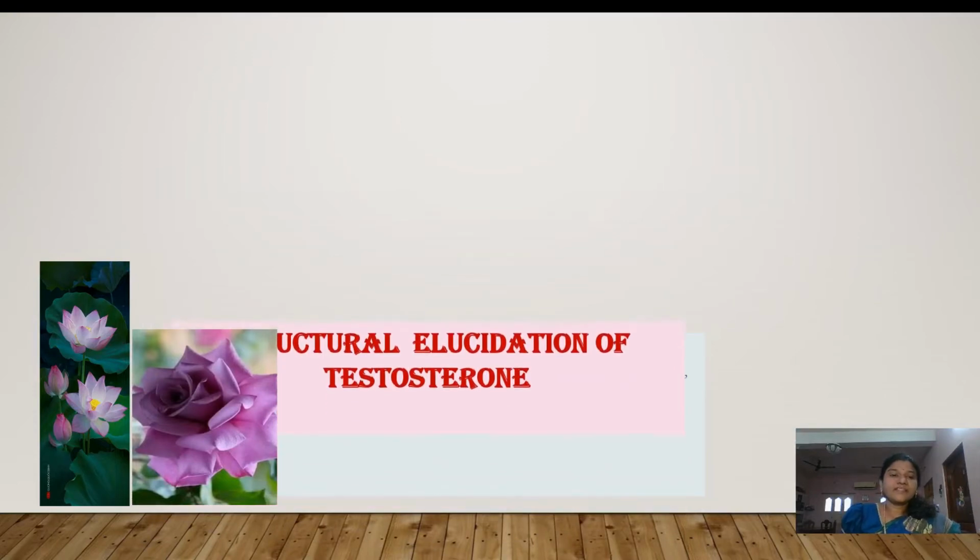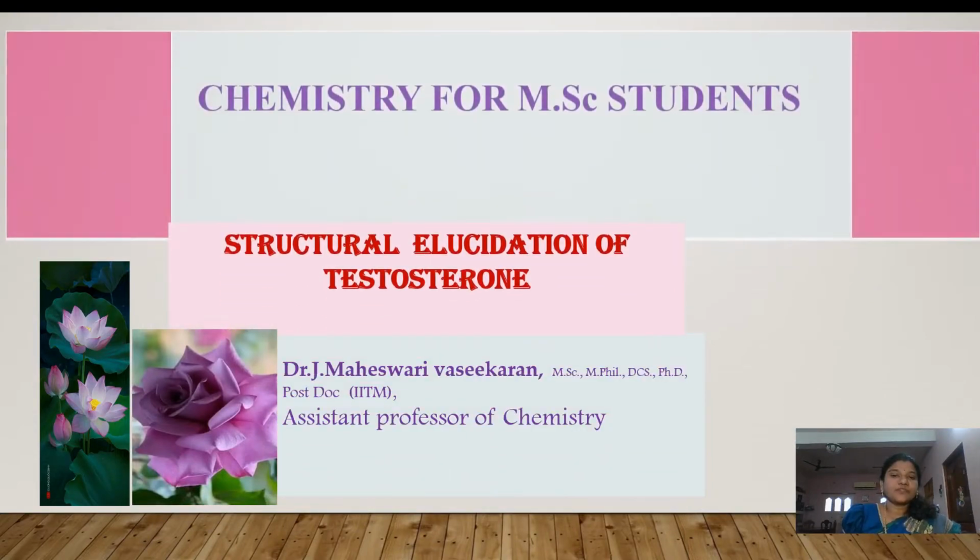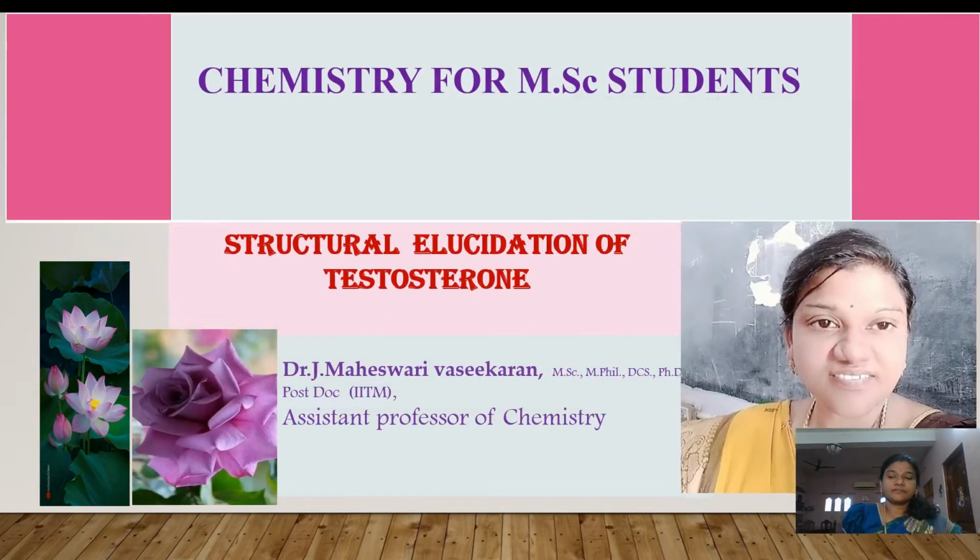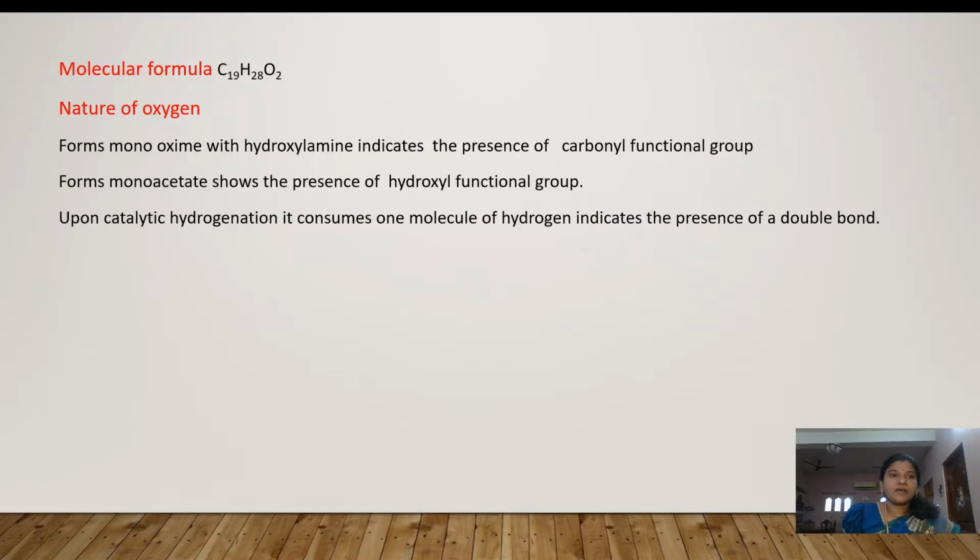In this class, let us see about the structural elucidation of testosterone. In any structural elucidation, the elucidation of the molecular formula is the first step. Here, the molecular formula of testosterone is arrived as C19H28O2.